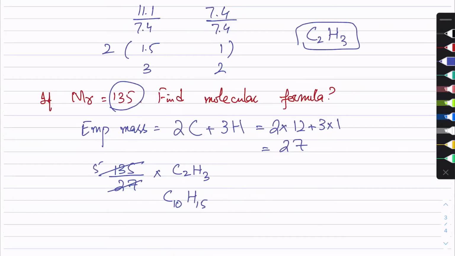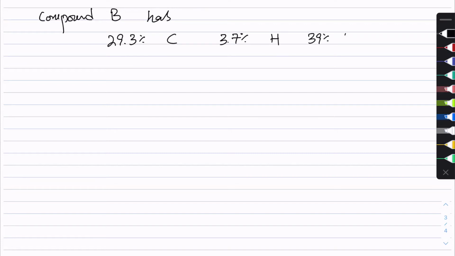Here's a question from 2021. It says compound B has 29.3% carbon, 3.7% hydrogen, 39% oxygen, 28% sodium. So we can easily calculate the MR. Carbon, hydrogen, oxygen, and sodium.